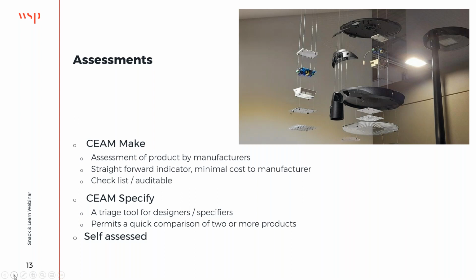The other side is CM Specify, and that's really for us as designers. It allows us to look at the data provided and allows us to do a quick comparison between two or more products to assess their circular economy compliance and get some assurance as to how the manufacturer has presented the data. And as it stands at the moment, this is a self-assessed process.